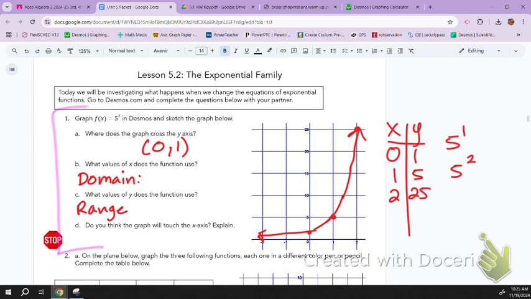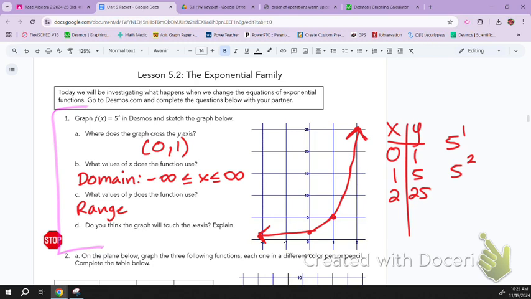What's the domain for this function? What x values does this function use? 0 through 2. Just 0 through 2? But I put arrows at the end. Infinite? Yeah. We're going to go all real numbers. Negative infinity to positive infinity. All real numbers. Fantastic.